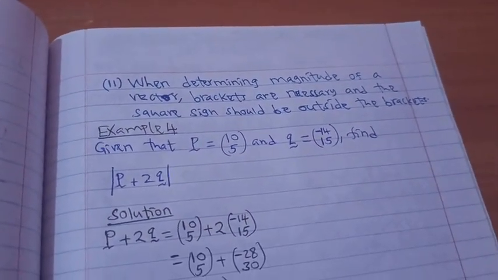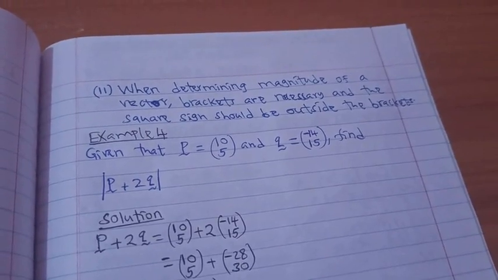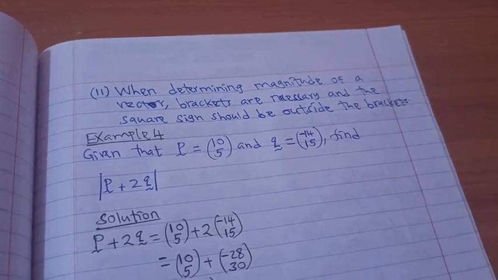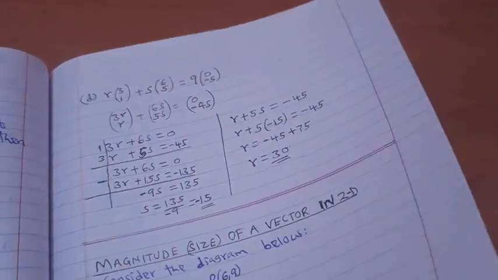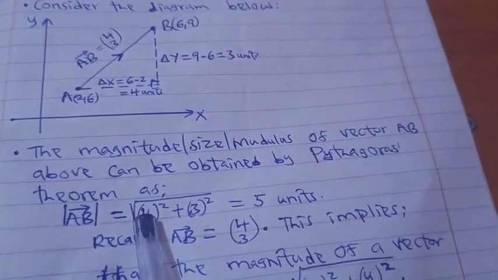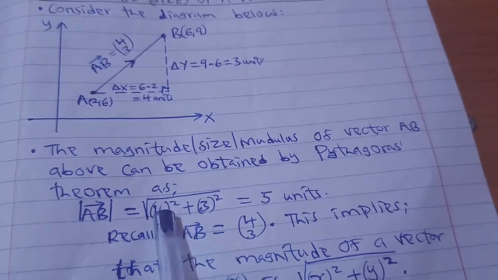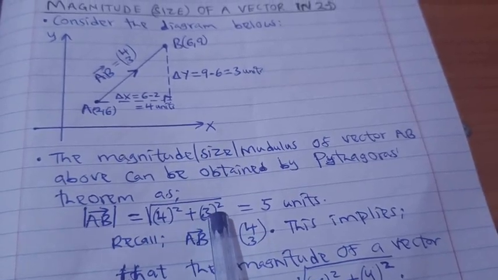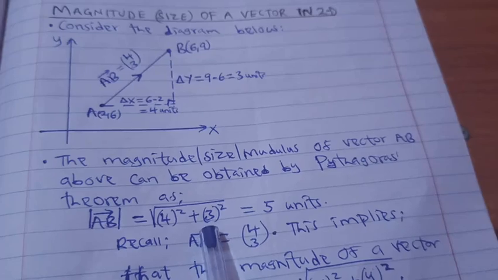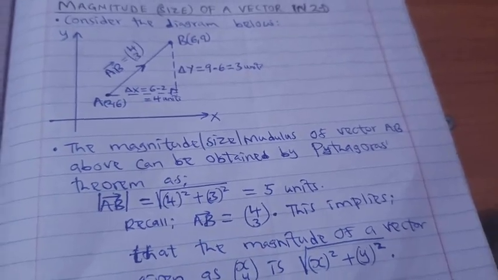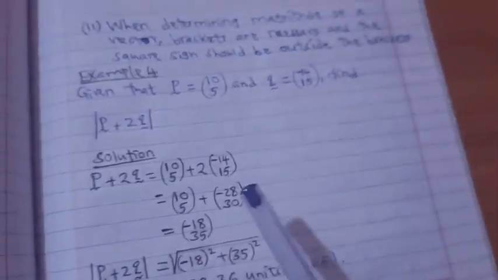When determining the magnitude of a vector, brackets are necessary and the square sign should be outside the bracket. For example, if we are getting the magnitude of a vector and we get a number, for example, -4, if we don't put the bracket, what will happen when we square it? We say -4 squared without the bracket, we are going to get -16 plus 9, we get -7, which is impossible. We cannot get the square root of a negative. Therefore, ensure each component is under the bracket and the square sign is outside the bracket to avoid incorrect answers.